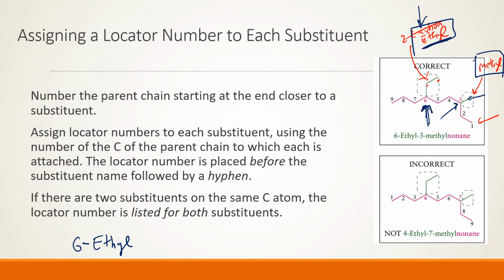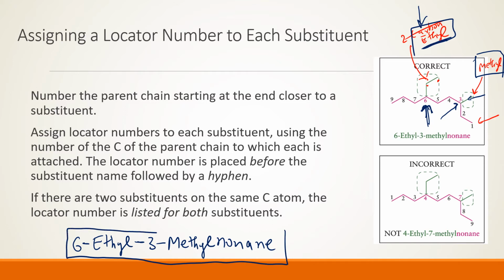Always there will be a hyphen between a number and a letter, then another hyphen. The next substituent was methyl, at number 3 position, so it will be 3-methyl. Then we are done with both substituents. Then we write the name of the parent chain without any space or hyphen. Our parent chain is 9 carbon, that's nonane. This is the name for this branched alkane.